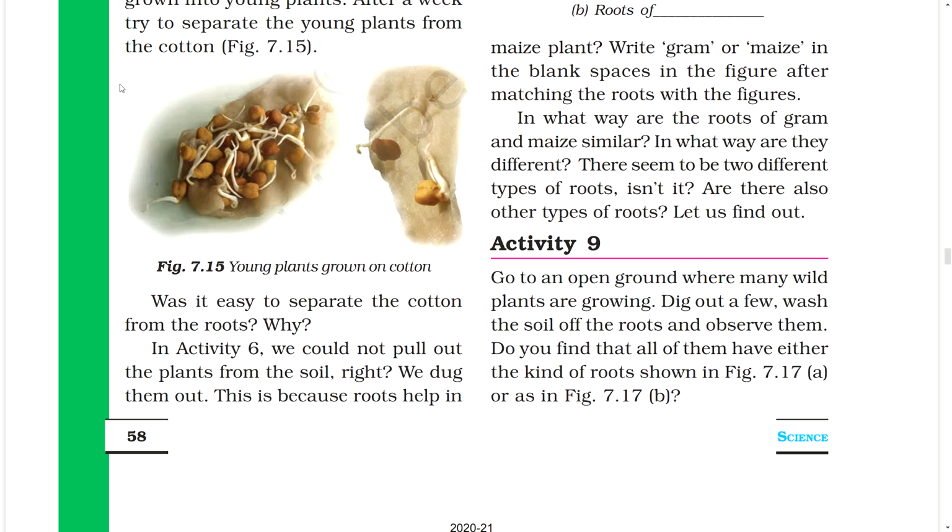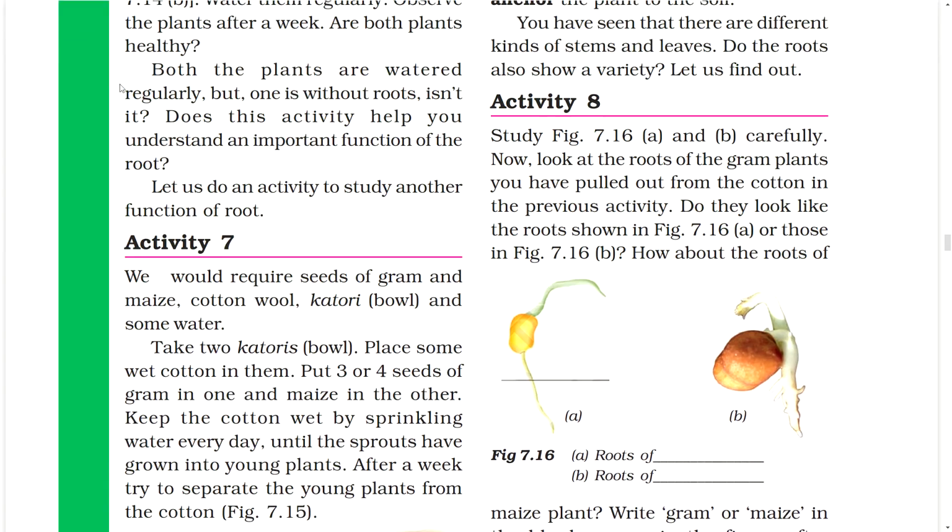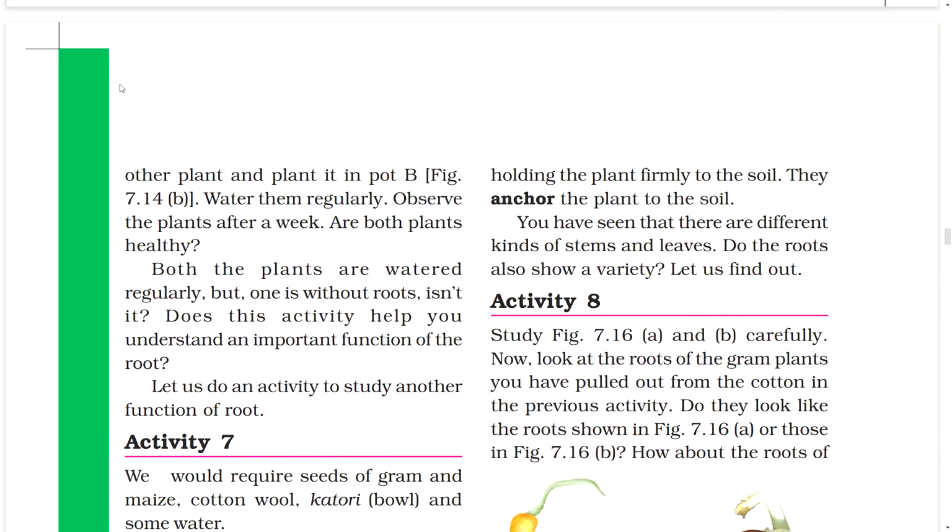Was it easy to separate the cotton from the roots? Why? In activity 6, we could not pull out the plants from the soil, right? We dug them out. This is because roots help in holding the plants firmly to the soil. They anchor the plant to the soil.